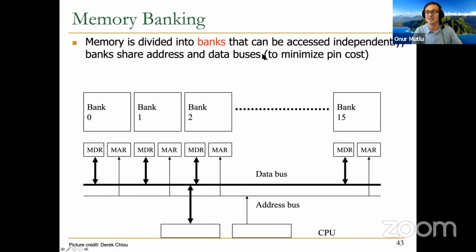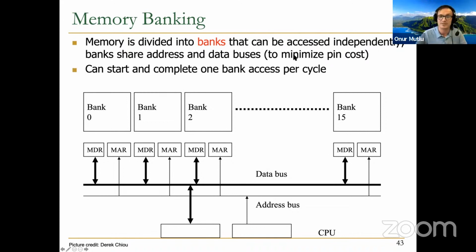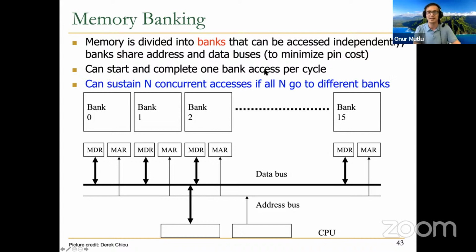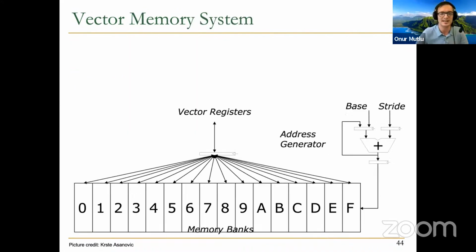Okay. And the goal is really that banks share the address and data buses. They have a single address bus and single data bus to minimize the pin cost. You can start and complete 1 bank access per cycle. I'm going to show you another example soon. Now you can sustain n concurrent accesses if all n go to different banks, right? Okay, keep this in mind and you can also study it on your own. But this is an example of a vector memory system.